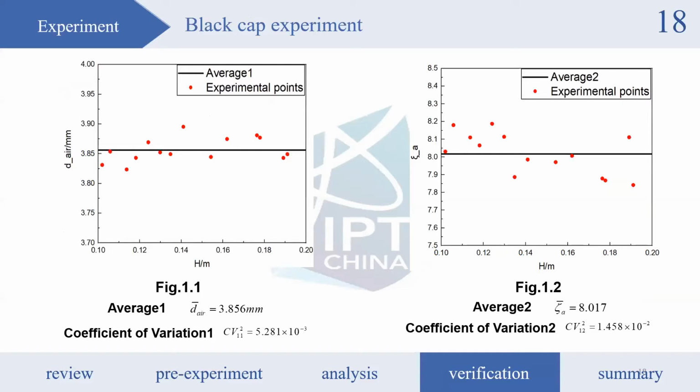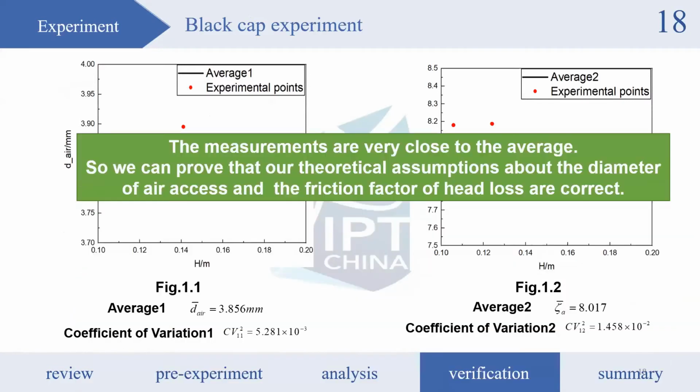And the measurements are very close to the average. We can see in the figures. So we can prove that our theoretical assumptions about the diameter of the air excess and the friction factor of head loss are correct.